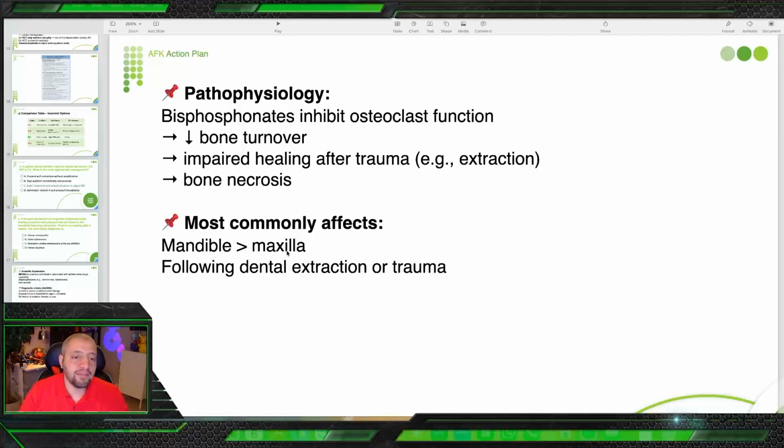Most commonly the mandible is affected more than the maxilla, and this has a very simple reason. In the mandible you have cortical bone, less blood supply, and it takes more time to heal, unlike the maxilla, which has cancellous bone and more blood in this area. It usually happens after dental extraction or trauma.